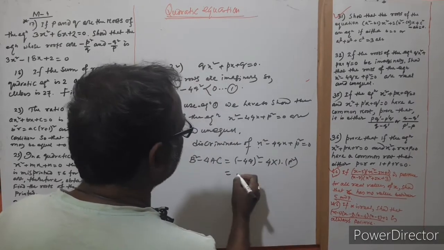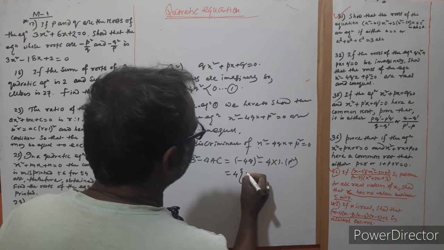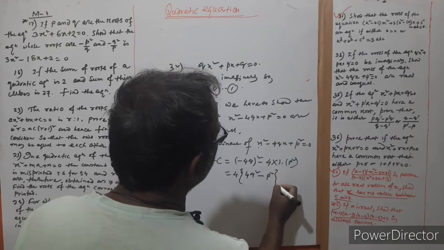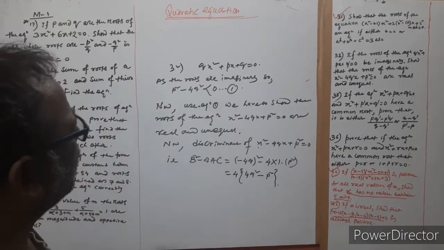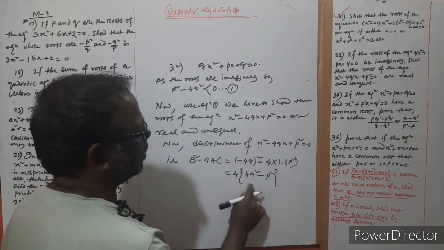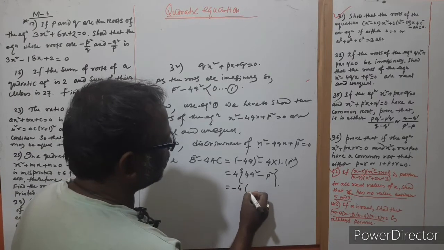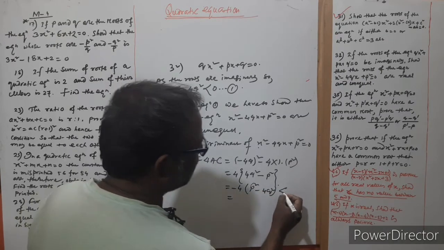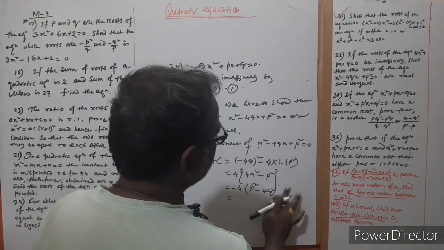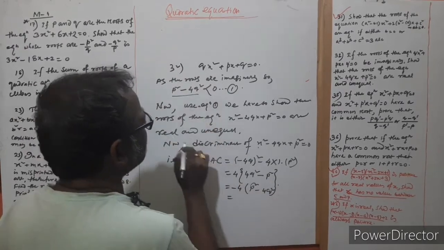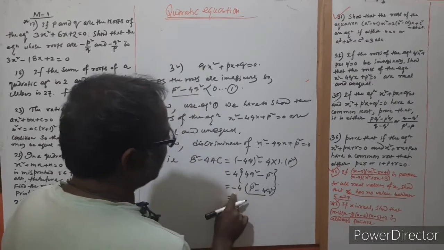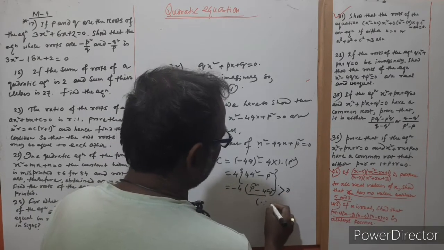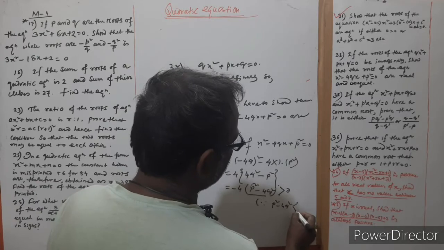Okay, take a common 4, then you get here 4q square minus p square. And here p square is less than 4q square, so you take a common minus, then we get p square minus 4q square, and this is less than 0. Negative and negative, that product will be positive here. So this is more than 0 since p square minus 4q square is less than 0.